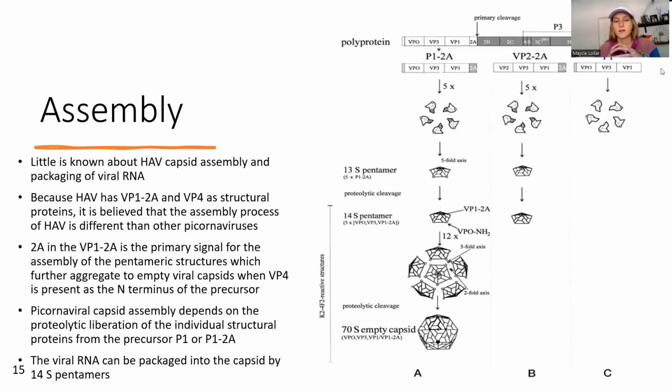And when the VP4 is present at the N-terminus of the precursor. So the picornaviral capsid assembly depends on the proteolytic liberation of the individual structural proteins from the precursor P1 or P1-2A. And the viral RNA can be packaged into the capsids by the 14S pentamers.